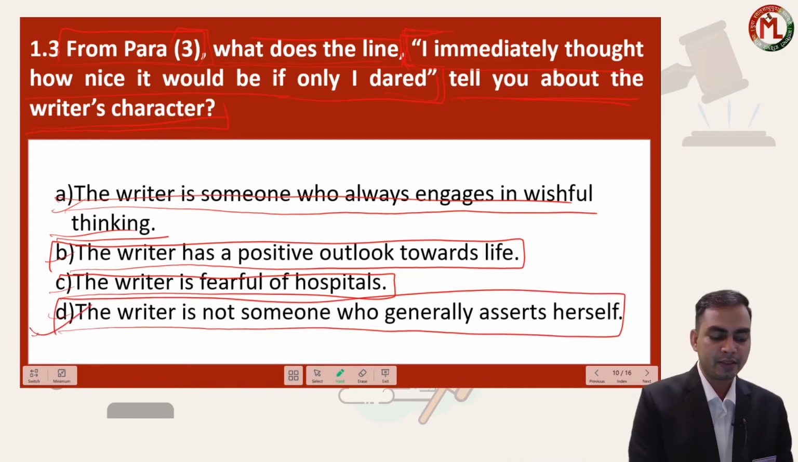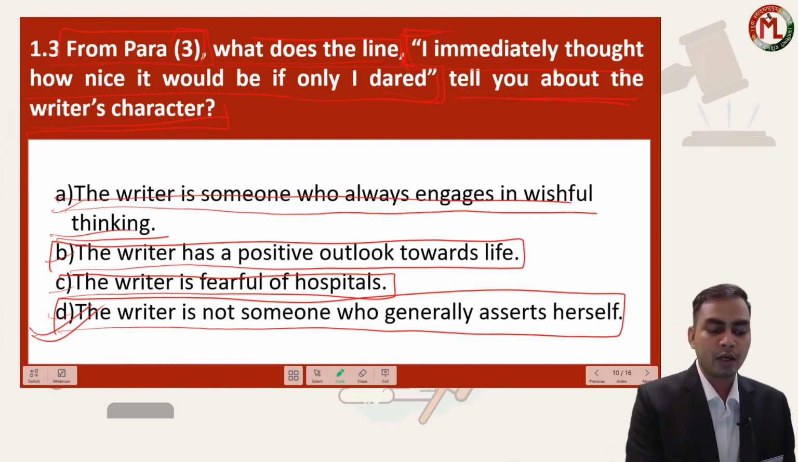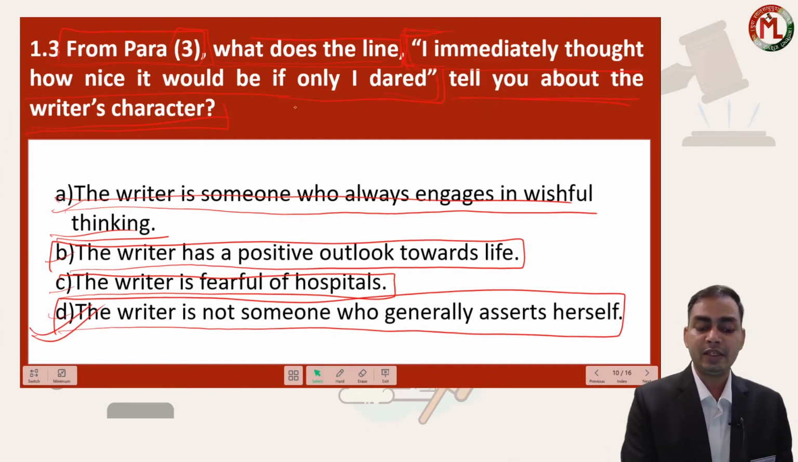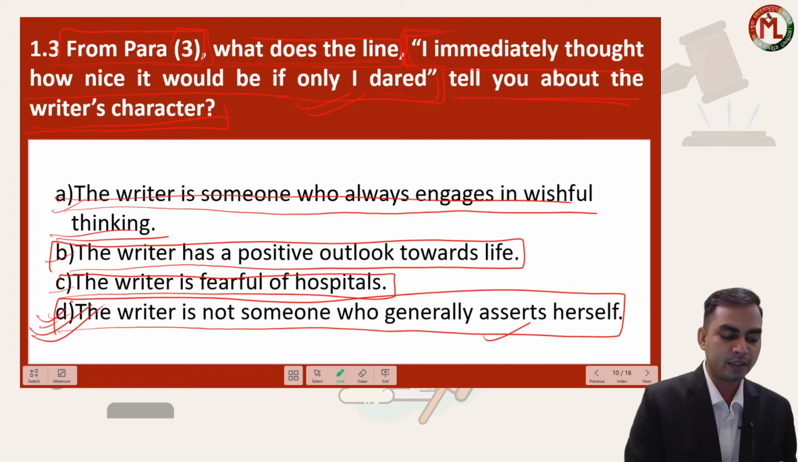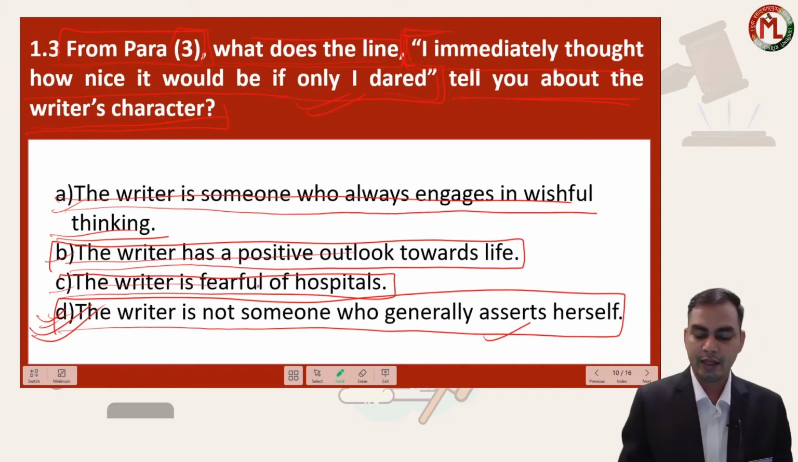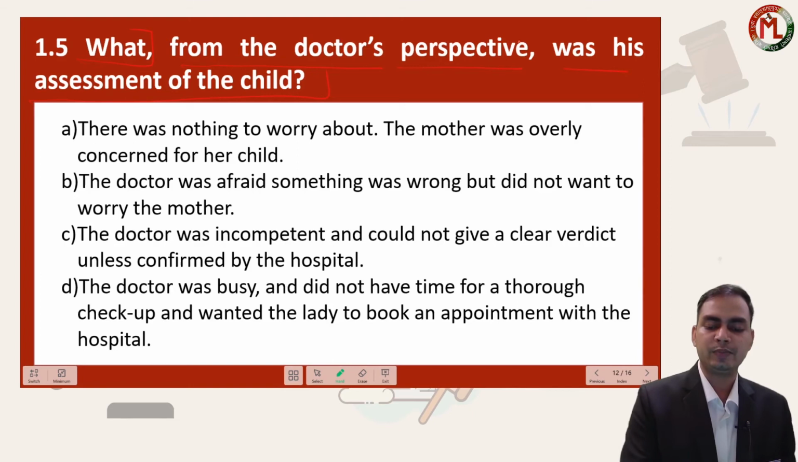So here is the correct option that we were looking for. It says, I immediately thought how nice it would be only I dared. It means that the writer is someone who doesn't dare, probably. Okay, so assert here means to encourage herself to do something. So option D here is the correct one. Rest options are incorrect. The last question is, what from the doctor's perspective was his assessment of the child?